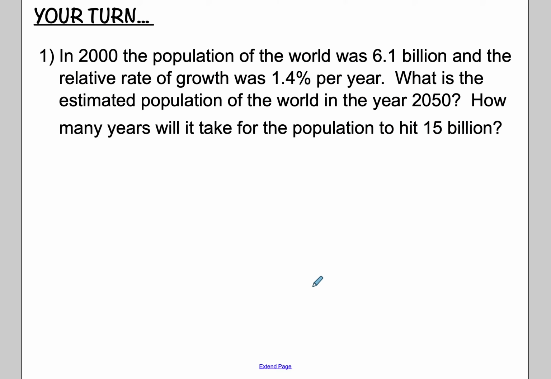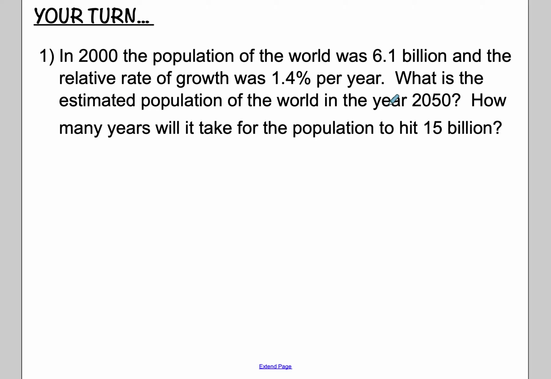All right, your turn. I would recommend pausing and doing this problem on your own, and then come back and I'll work through the solution. Okay. So your turn. In 2000, the population of the world was 6.1 billion, and the relative growth rate was 1.4% per year. What is the estimated population of the world in the year 2050? How many years will it take for the population to hit 15 billion? All right, so we have 2 different questions going on here, so let's just start with the first one.